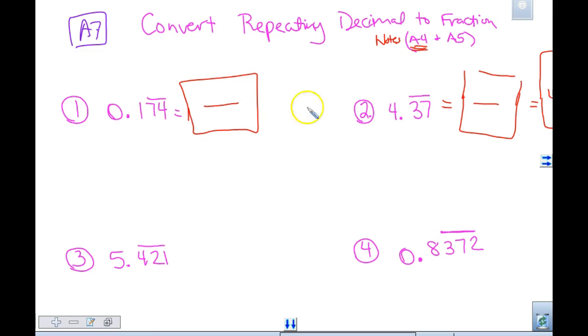Let's do one. Number one, we're going to start off with what does x equal? X equals what?